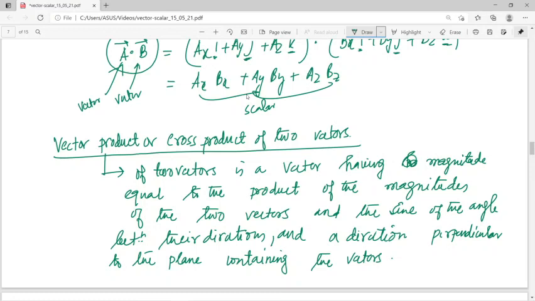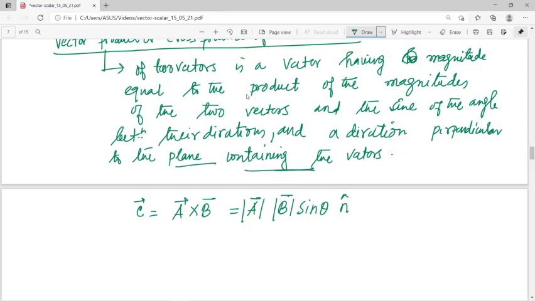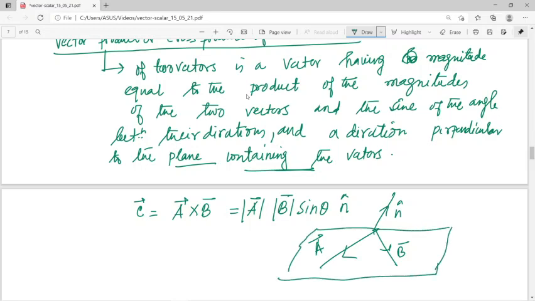So if C is the vector product, we can write it as A cross B, and it is the magnitude of A, the magnitude of B, and sine theta, times a unit vector n cap, which is directed perpendicular to the plane containing the vectors. If that is the direction of A and that is the direction of B, then n cap will be directed perpendicular to the plane. That is A cross B.